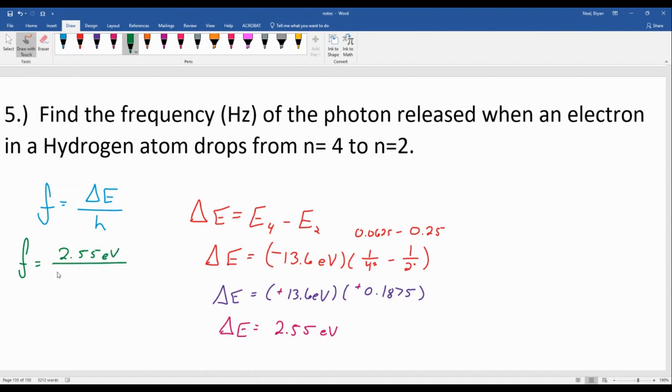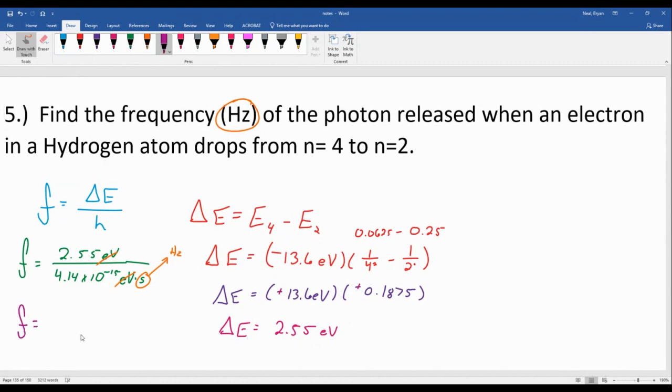Then Planck's constant, 4.14 times 10 to the negative 15. And this is electron volts times seconds. Now for these units, the electron volts are going to cancel the electron volts. But because the seconds are on the bottom of this fraction, then that means that they turn into hertz as part of the final answer.